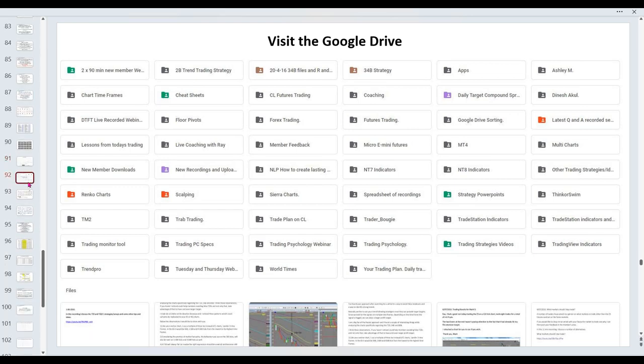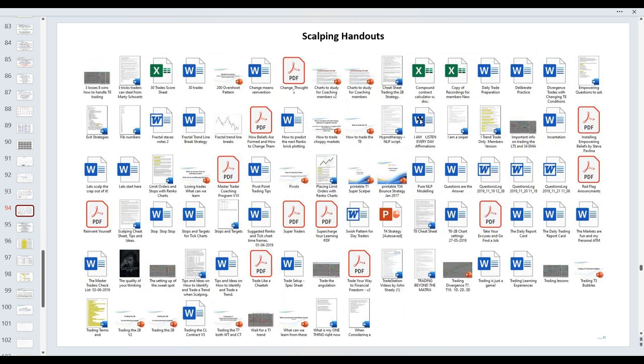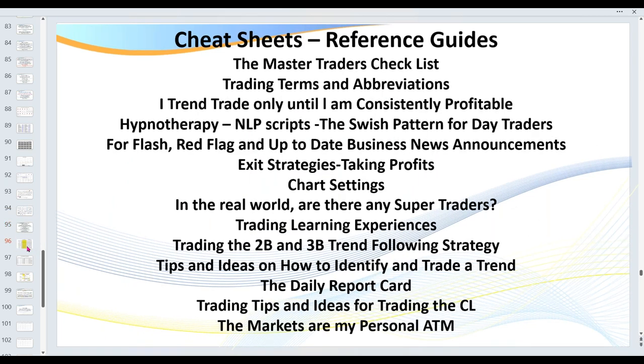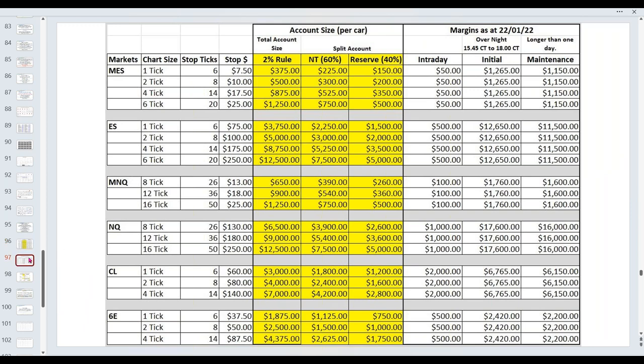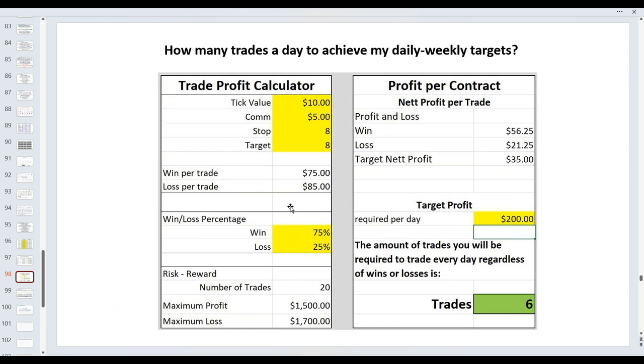Now, as I just mentioned, there are over 40 PowerPoints with the strategies, and handouts on scalping. I love scalping. There are reference cheat sheets, etc. There are the spreadsheets, which alone I would say are worth hundreds of dollars when you understand how to use them. And there's also one on how many trades a day you need to take based upon your win-loss ratios and your daily target. This is all part of creating your trading plan.